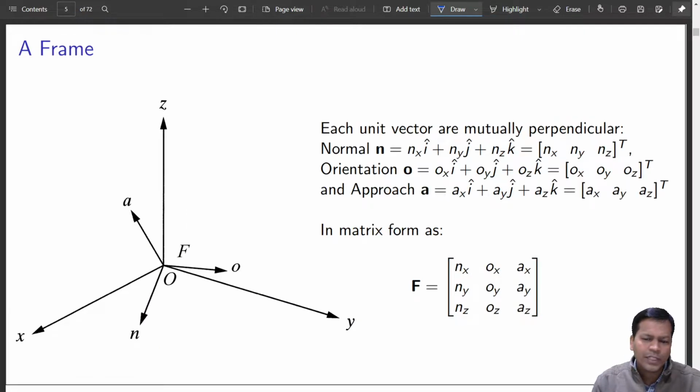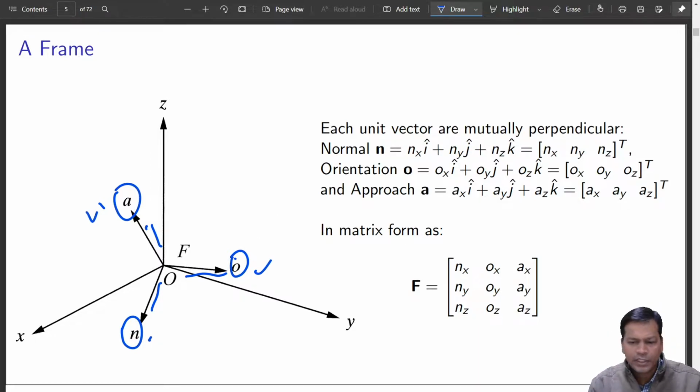Now going to the next, if it is a frame attached to an object, as I have said, it will have three axes. It may be a rectangular object, it may not be, but a frame is always a rectangular one with three orthogonal vectors known as normal, orthogonal and approach, or sometimes NSA, normal, sliding and approach. Different books have different conventions.